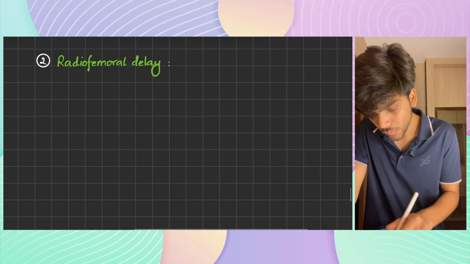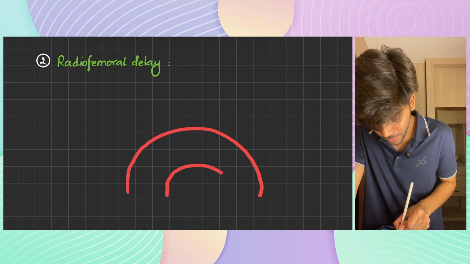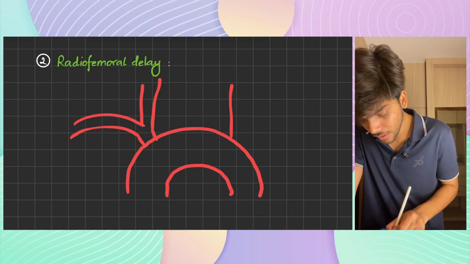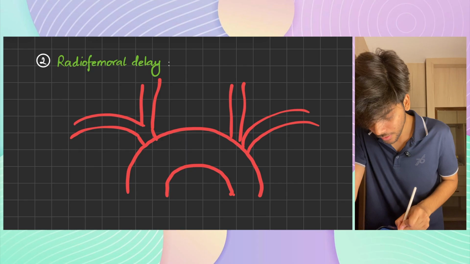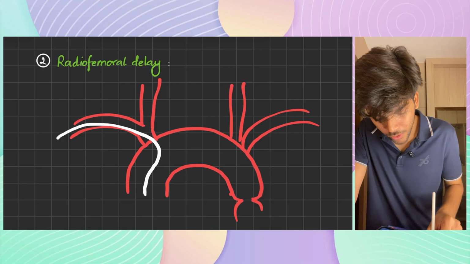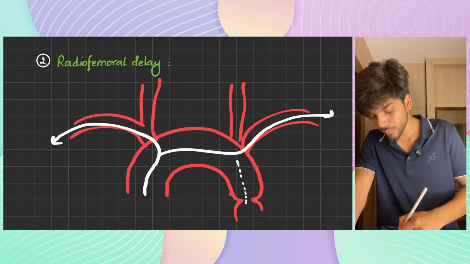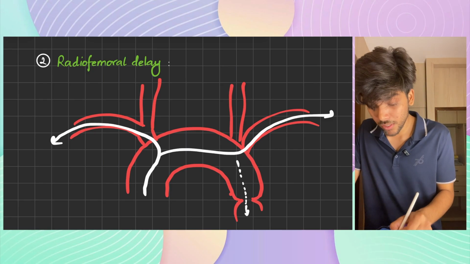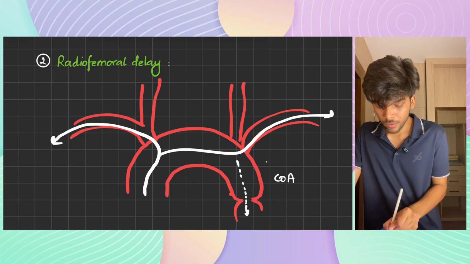Radiofemoral delay. Again the same thing. Here's the arch of aorta, brachiocephalic trunk, subclavian artery supplying the right side, the left common carotid and the left subclavian artery. If there is coarctation of aorta after the subclavian artery, in this case, blood will go into the subclavian, but then the blood flow is obstructed to the lower limb. So it will cause difference in blood pressure, difference in pulse in the upper limb and the lower limb. So first cause is coarctation of aorta, post-subclavian.